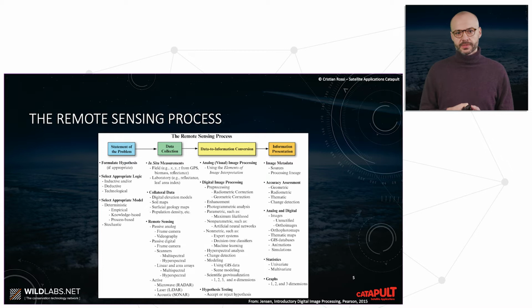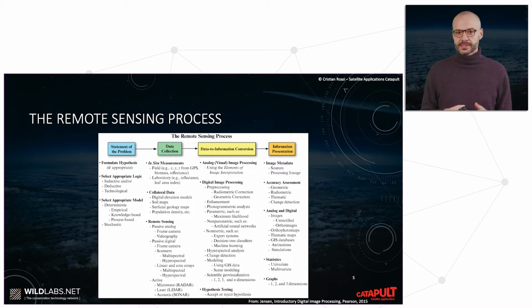The third part of the remote sensing process is the data to information conversion. In this part, we actually do the processing of the data. We get our images and we derive the relevant information. In our case, it was simply rice field maps or boundaries. So this is the third part of the process, and it involves what is called digital image processing.